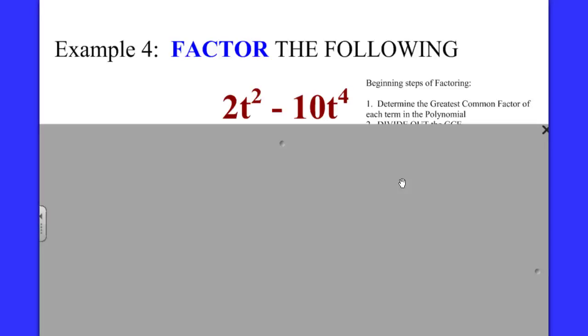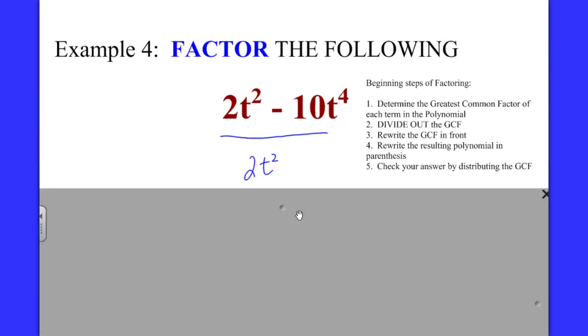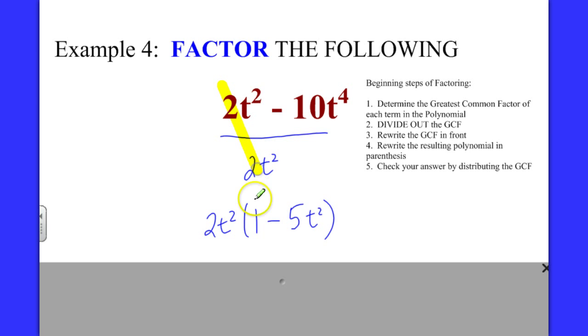Okay, if you are back, here we go. You might have noticed something a little different happen. Not a big deal. Greatest common factor is 2t squared. Well, that's okay. I've got that 2t squared right there. We're just going to do the same thing we've been doing. You put the 2t squared up front. When you divide that out, that's just 1. That's all that is right there, just 1. Minus, bring the minus down, 10 divided by 2 is 5, and t to the 4th divided by t squared is t squared. There you have it.